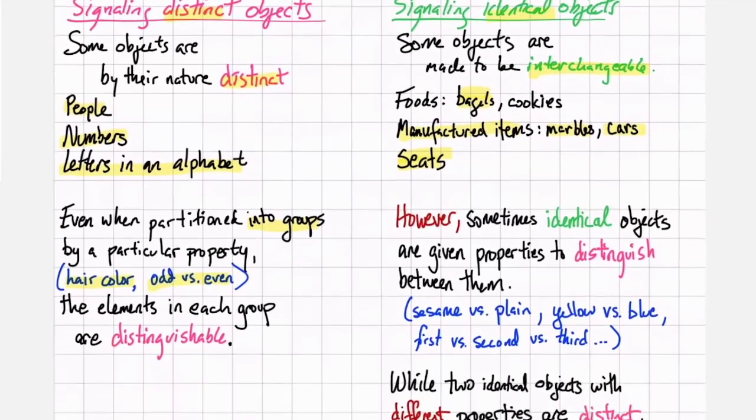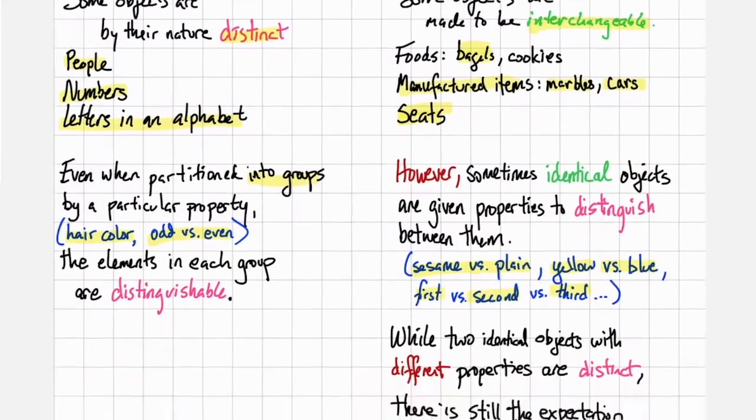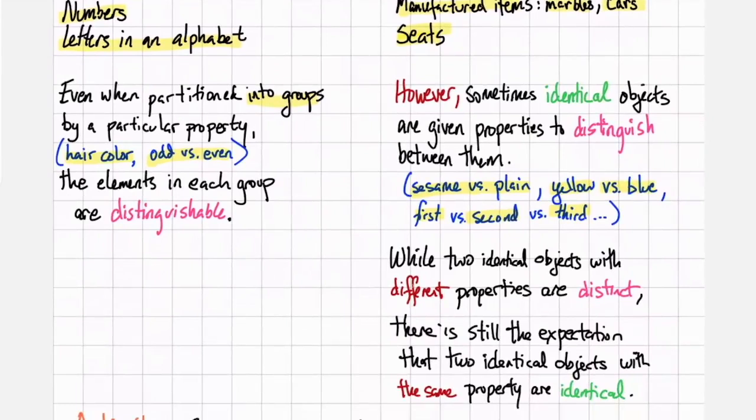However, sometimes identical objects are given properties to distinguish between them. There are sesame bagels and there are plain bagels. There are yellow marbles and there are blue marbles. There's the first chair, the second chair, the third chair. When you have two identical objects that have different properties, they're considered to be distinct from one another. But there's still the expectation that when you have two identical objects with the same property, they are identical. 2 sesame bagels are identical. 2 yellow marbles are identical.